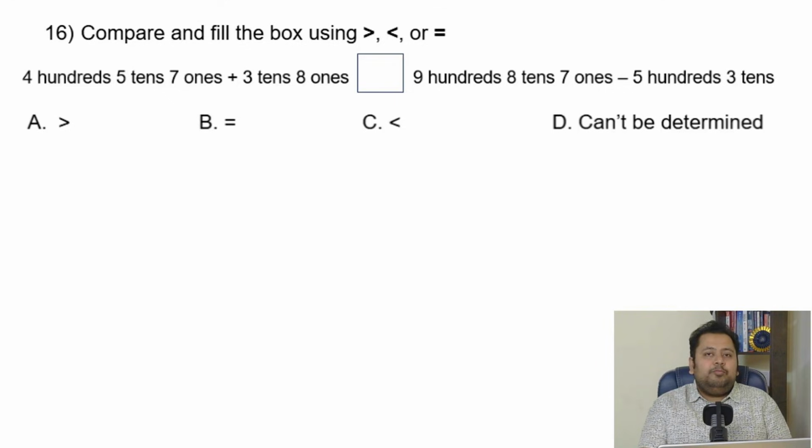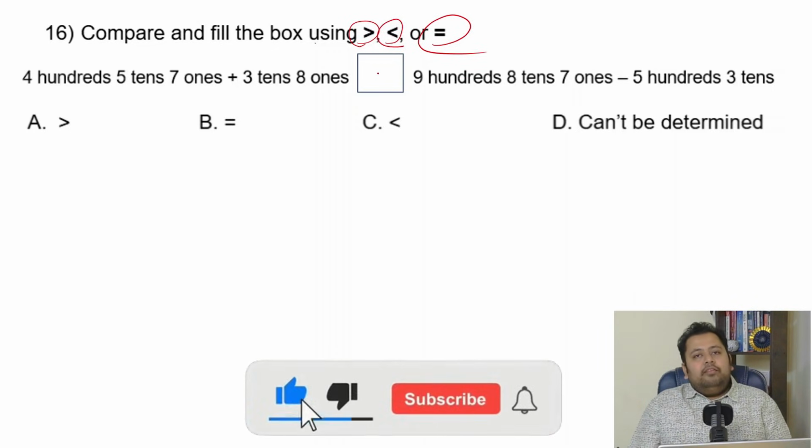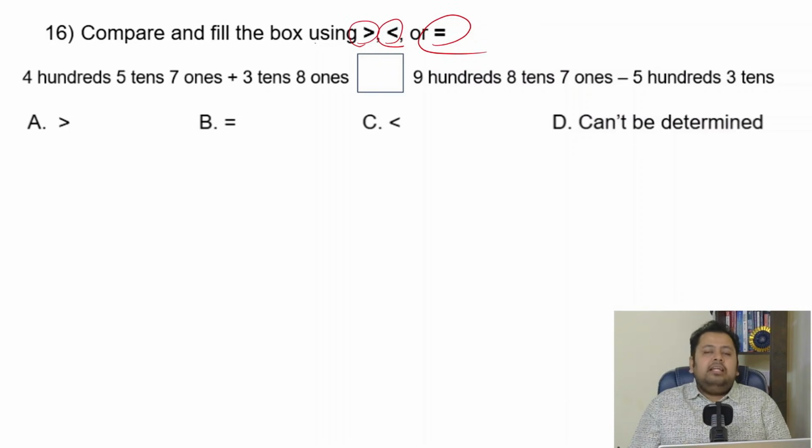And now we move to question number 16. So compare and fill the box using greater than, less than, or equal to sign. Again, in many previous videos, I have explained how we look at greater than and less than sign. I hope you would have watched those videos and you are aware of how we find which is greater than, which is less than, from on which side the peaks would be. We already know that, right? Pause the video, solve it first, and then look at the solution.